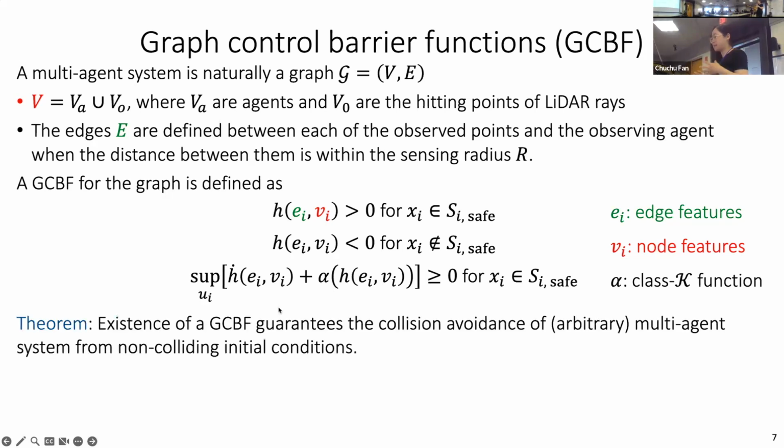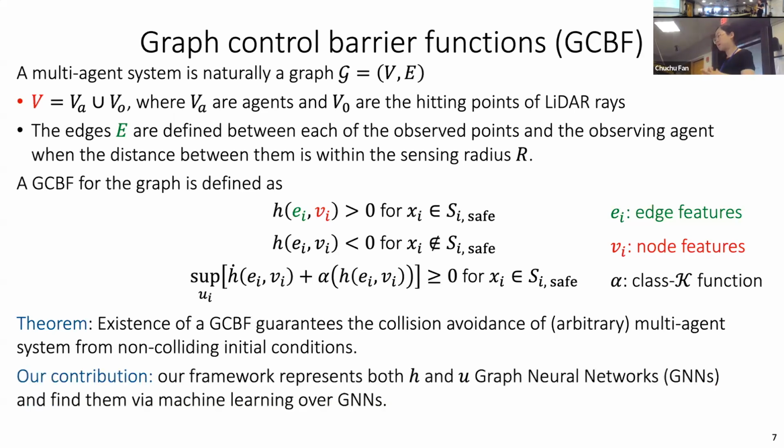Now, what we have shown is if each of these agents has such a distributed graph control barrier function, then the existence of this graph control barrier function on each agent will guarantee the safety or collision avoidance of the multi-agent system from a non-colliding initial condition. So starting from a fully distributed mathematical certificate, we can prove the overall safety of the entire multi-agent system graph. And then our contribution is how we would find such an h. We allow h to be so flexible and to have all these very interesting features. How would we find out the h?